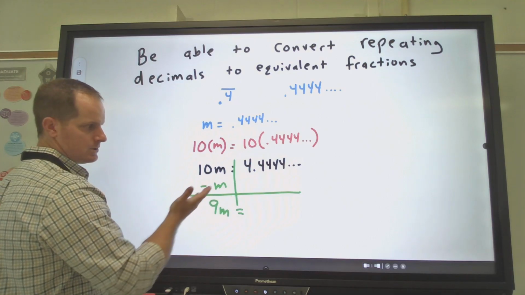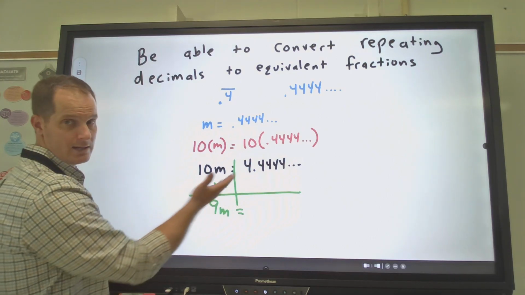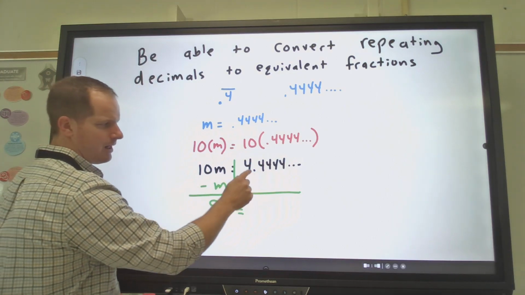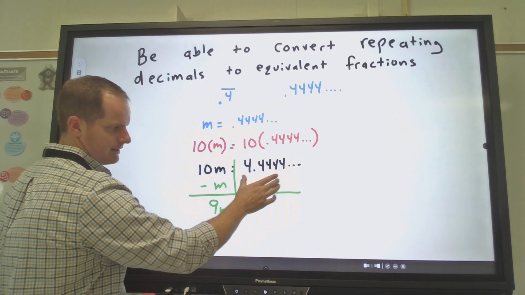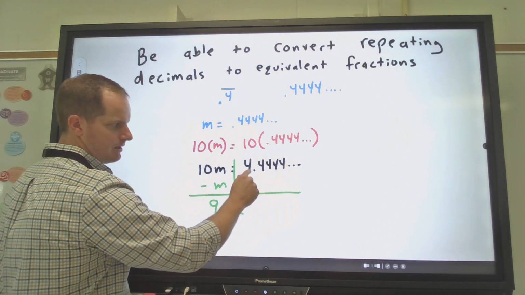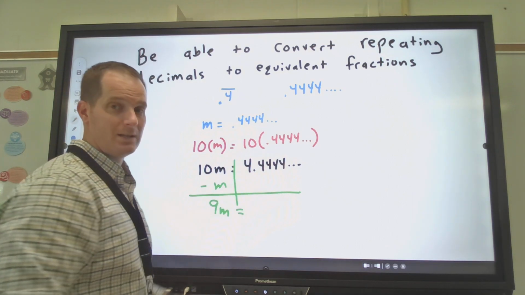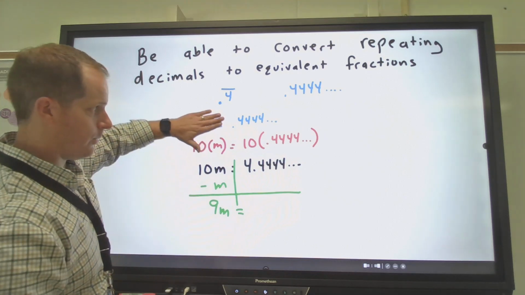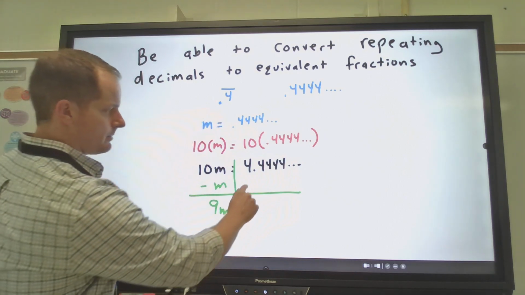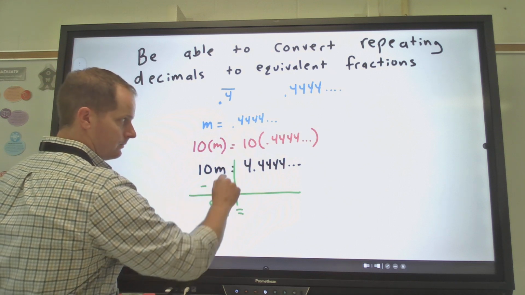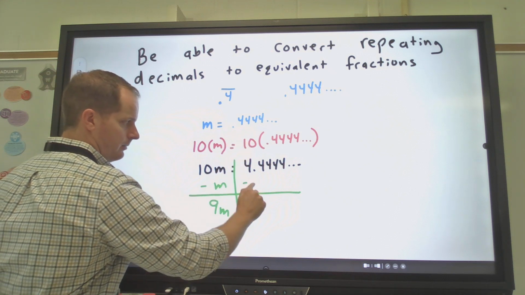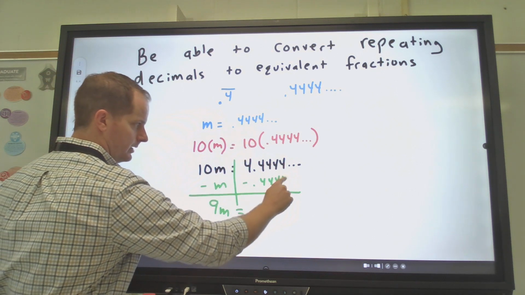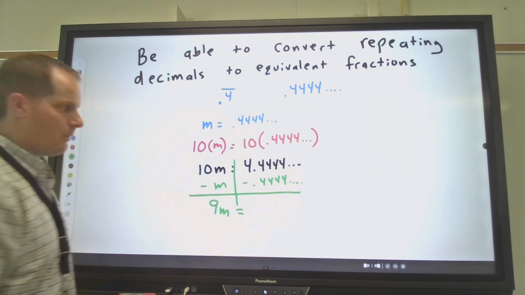In an equation, which is a balance act, whatever you do to one side, you have to do to the other. The only problem is we can't really truly subtract m on the right side because they're not like terms. But we did designate what m is. m is this, 0.4444 repeating. So I'm going to subtract m in its other form of 0.4444 repeating. Now, why do I do that?